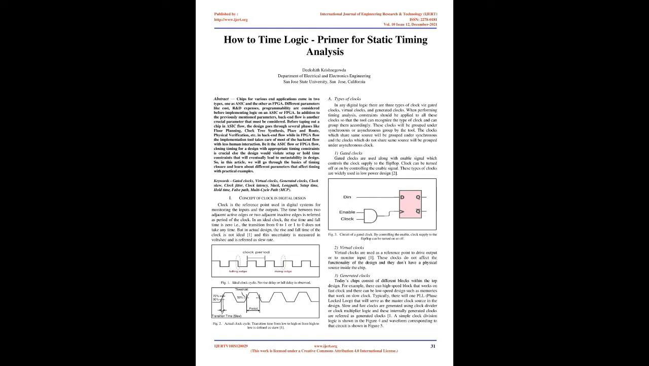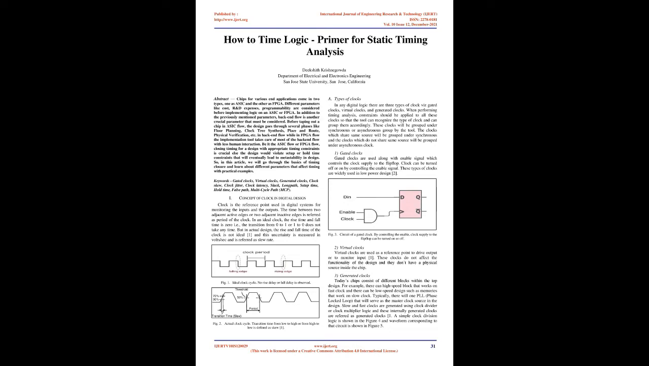1. Gated clocks. Gated clocks are used along with enable signal, which controls the clock supply to the flip-flop. Clock can be turned off or on by controlling the enable signal. These types of clocks are widely used in low-power design too. Fig. 3. Circuit of a gated clock. By controlling the enable, clock supply to the flip-flop can be turned on or off. 2. Virtual clocks. Virtual clocks are used as a reference point to drive output or to monitor input. These clocks do not affect the functionality of the design and they don't have a physical source inside the chip.